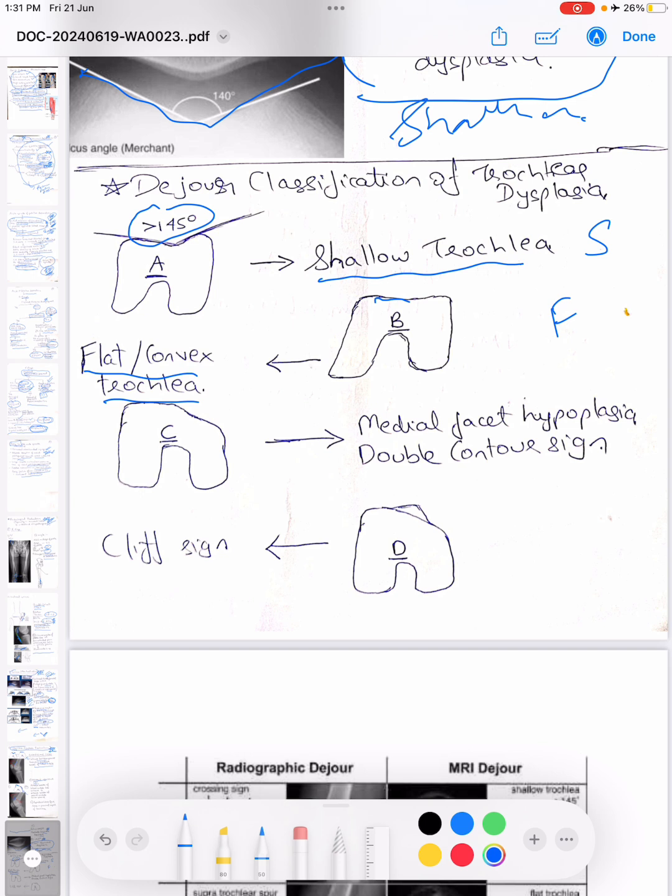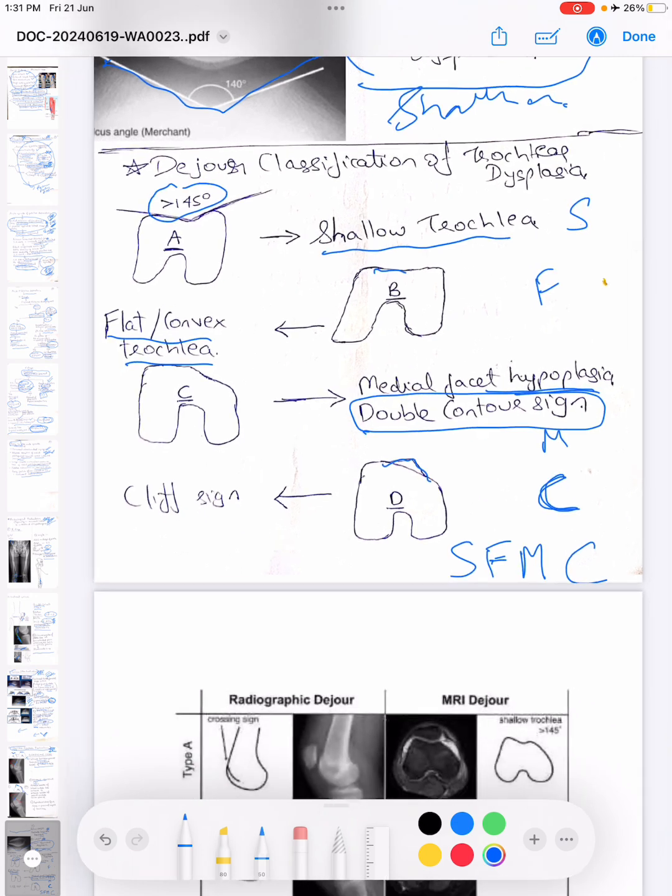The third is when there is medial facet hypoplasia. You see the classical double contour sign. That is the third type, type C. And the fourth type is when there is an elevation you see at the trochlear groove, which shows as the classical cliff sign. Okay, so that is type D. So the four types of Dejour classification of trochlear dysplasia are shallow trochlea, flat trochlea, medial facet hypoplasia, and cliff sign: SFMC.